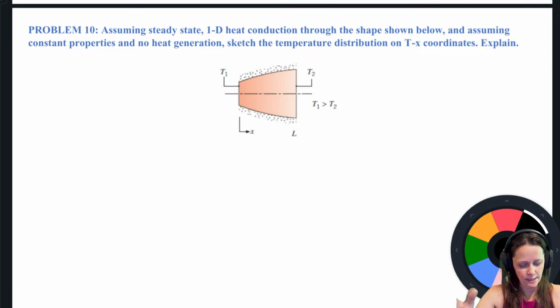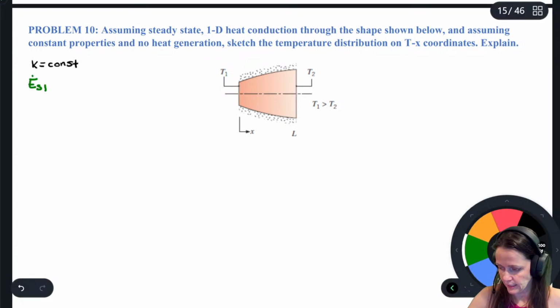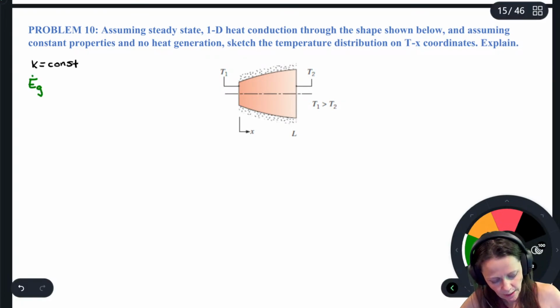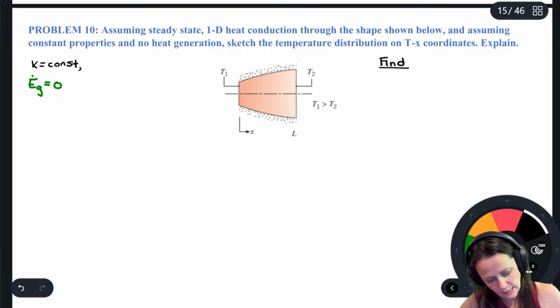So the little dots on the top and the bottom just indicate that around the perimeter there's insulation, so it's an adiabatic surface along the perimeter. And then assume E dot G is going to be equal to 0. And of course it also said that it's steady state, right? Steady state 1D, okay, steady state 1D.